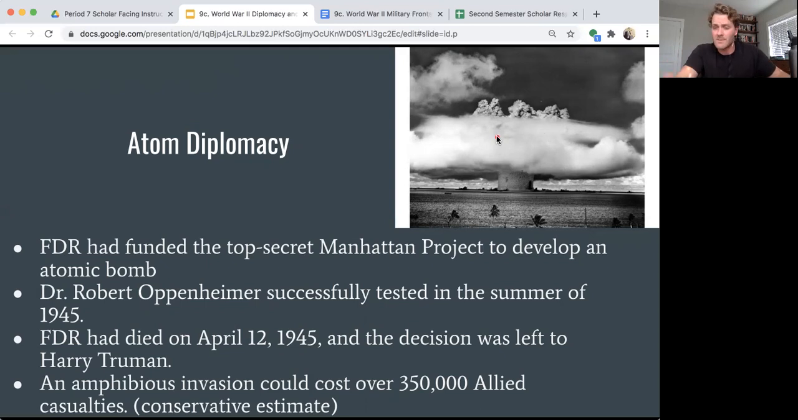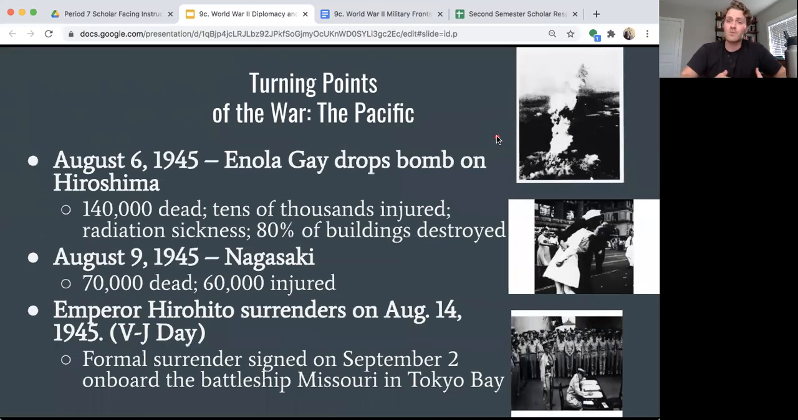Now, I'll let you make the assessment on your morality as to whether or not that was the right decision. It's not a decision I can make for you, but it's important to understand the context by which this takes place, as well as the way that the atomic bombs dramatically end World War II.